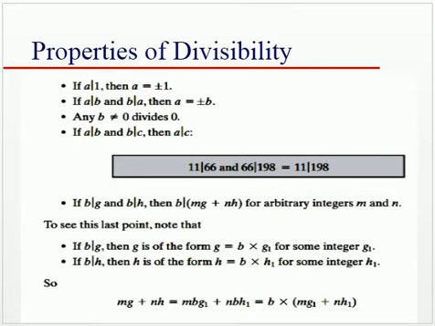So we can write MG plus NH as M into BG1 plus N into BH1. If we take B common from this equation, we can write this as B multiplied by, in the bracket, MG1 plus NH1. Now if we divide this number by B, we get remainder equal to 0. That means we can say that B divides MG plus NH.